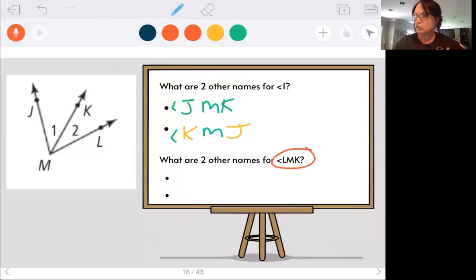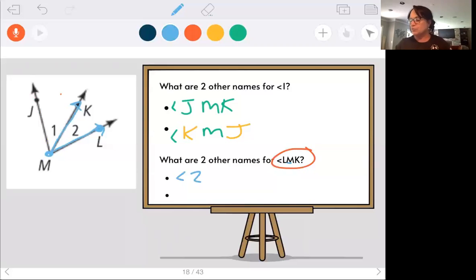First of all, your eyes have to travel from L to M to K and know exactly, is it the one up here, the one down here, or is it the whole big one? So let's travel from L through the vertex. Sorry, I'm trying to go blue here. L through the vertex, M, because that's in the middle, out to K. You'll notice I made angle 2, and that's a viable name.